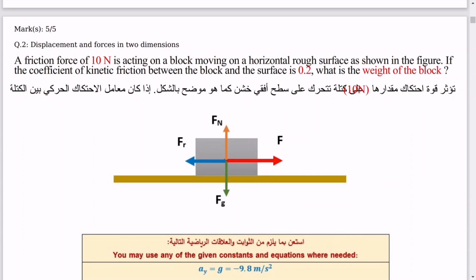Question number 2. A friction force of 10 Newton is acting on a block moving on a horizontal rough surface as shown in the figure. If the coefficient of friction is 0.2, what is given in this question? In this question, the force of friction given, force of friction is equal to 10 Newton and coefficient of friction that we will represent by the letter mu, that is equal to 0.2, and you are asked to calculate the weight.